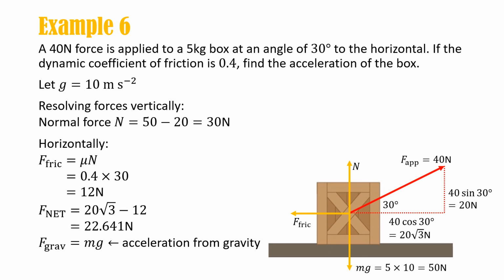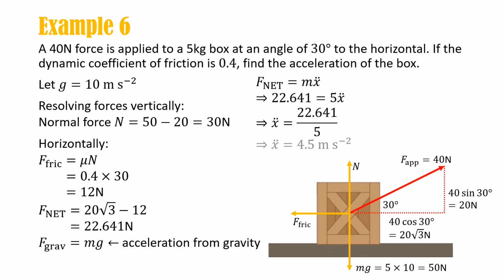So we want to do that for the box. Well, we don't know the acceleration, but we do know the mass, and we do know the force. So our net force is going to be the mass of the box times the acceleration of the box. So we know that our force is 22.641, we worked that out. Our mass is going to be 5 kilograms, and then our x double dot is our acceleration. So I divide both sides by 5, and we get that our acceleration of the box is going to be 4.5 meters per second per second.